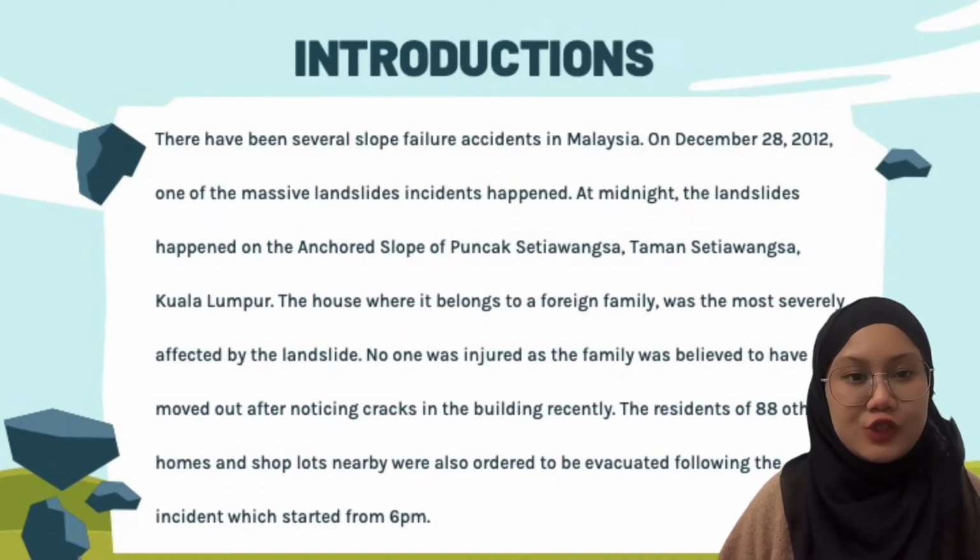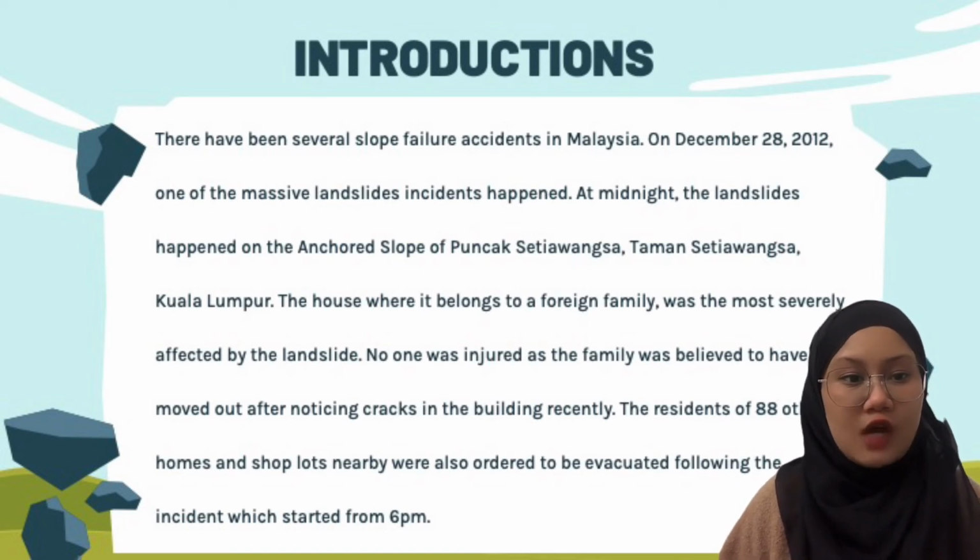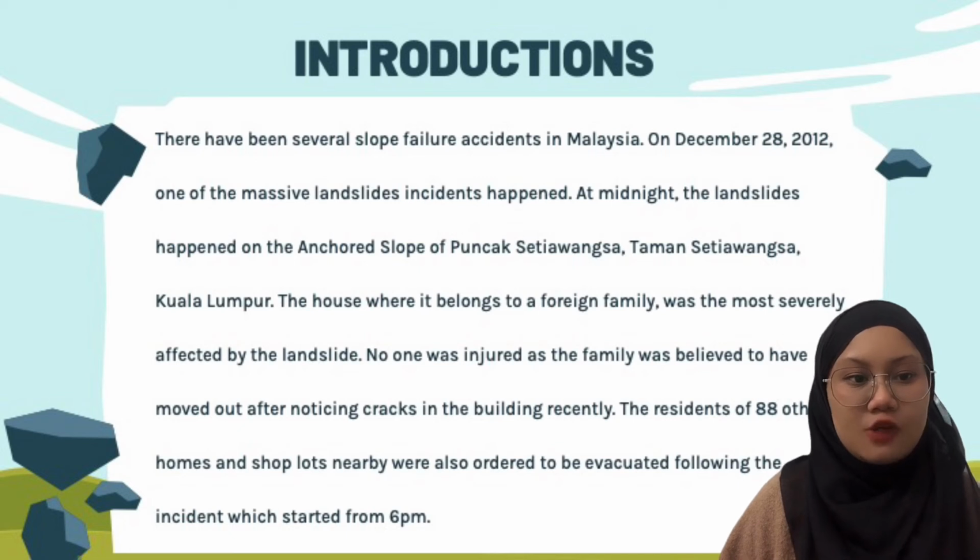Okay, now I'm going to introduce you to my case study. There have been several slope failure incidents in Malaysia. On December 28, 2012, one of the massive landslide incidents happened at midnight. The landslide happened on the anchored slope of Puncak Setiawangsa, Taman Setiawangsa, Kuala Lumpur. The house, which belonged to a foreign family, was the most severely affected by the landslide, and no one was injured as the family was believed to have moved out after noticing cracks in the building recently. The residents of 88 other homes and shop lots nearby were also ordered to evacuate.